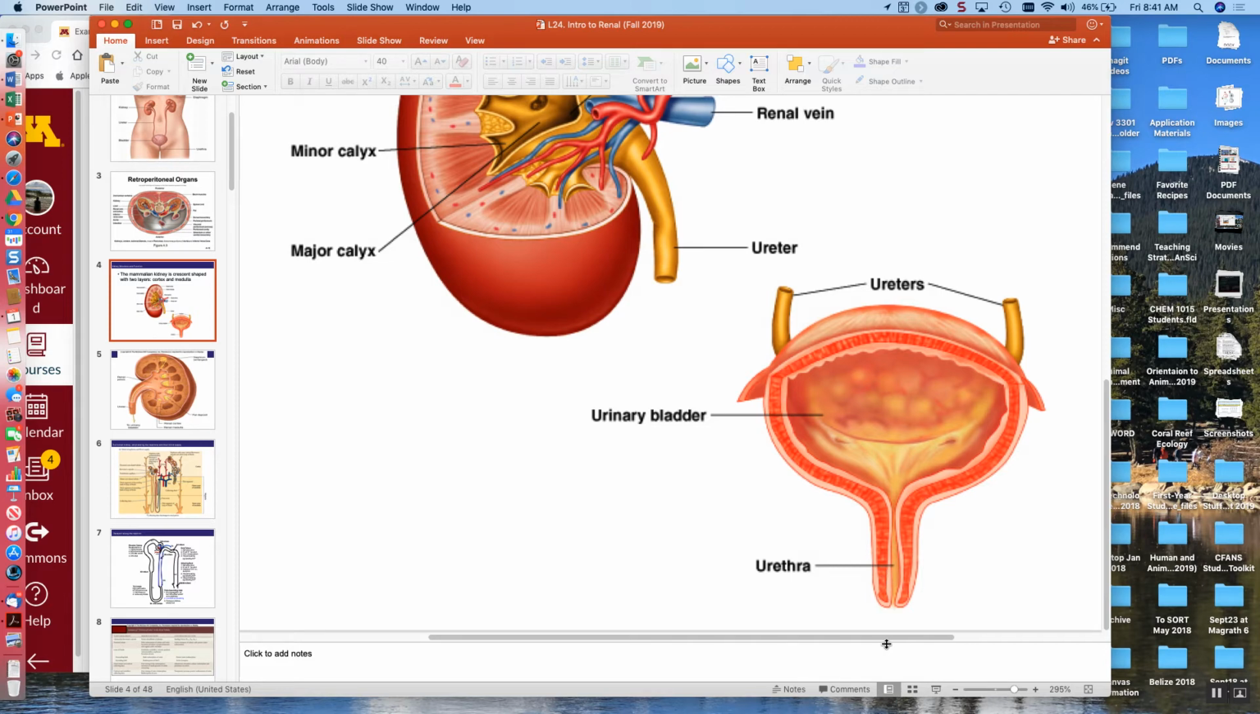I always try to give you the most common mistakes that students make. A lot of mistakes on exam 3 are mixing up the ureters and urethra. They look very similar, but they are very different structures. Ureters transport the urine from the kidney into the bladder. The urethra is the tube that transports urine from the bladder out of your body.